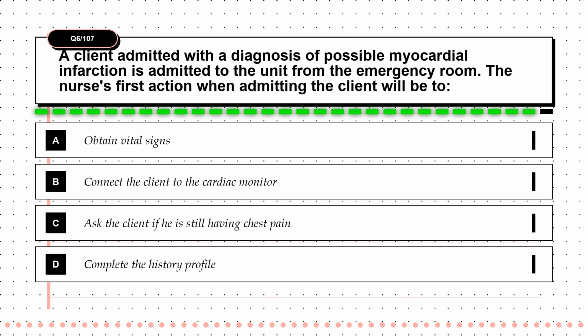Question 6. A client admitted with a diagnosis of possible myocardial infarction is admitted to the unit from the emergency room. The nurse's first action when admitting the client will be to. Here are the options. Option A. Obtain vital signs. Option B. Connect the client to the cardiac monitor. Option C. Ask the client if he is still having chest pain. Option D. Complete the history profile.